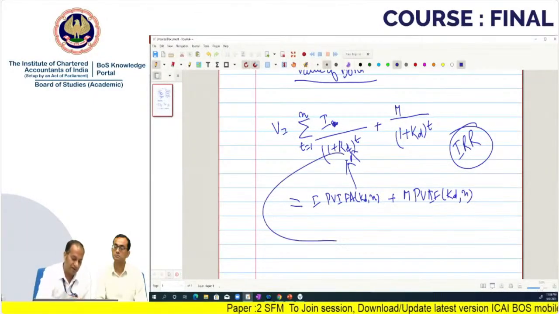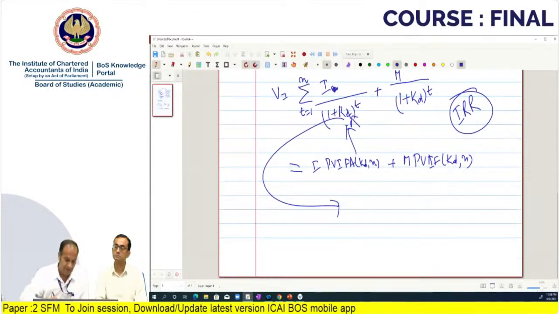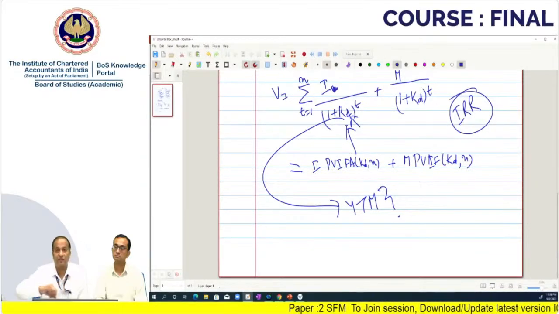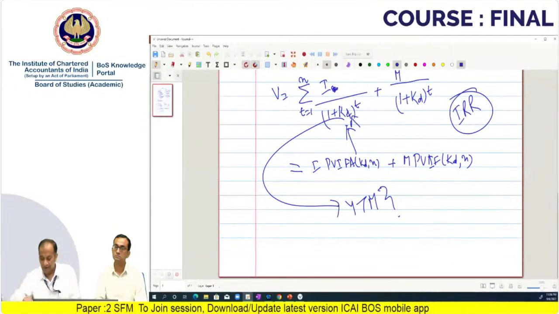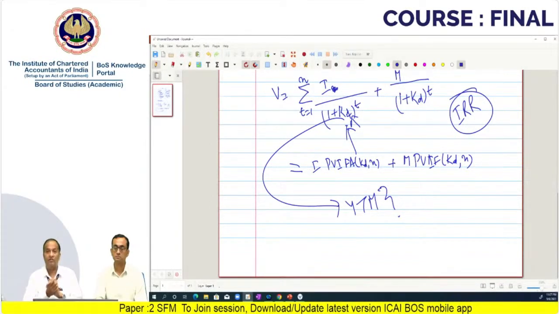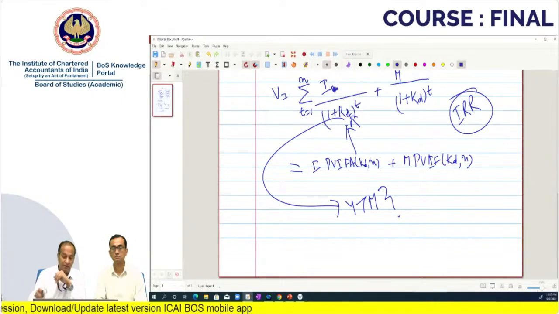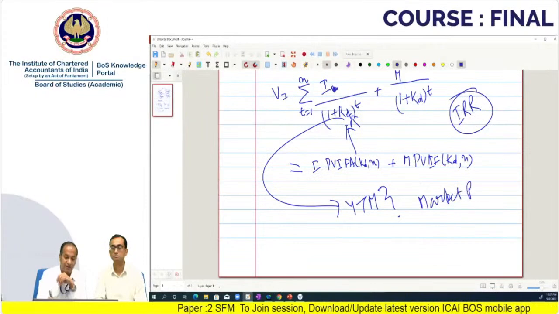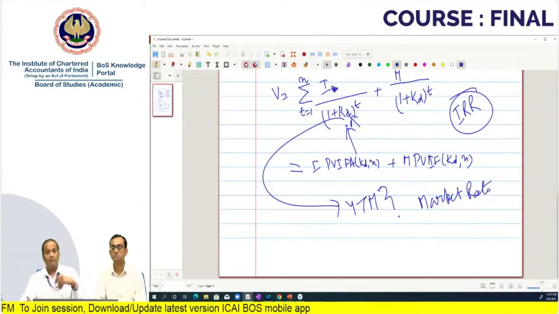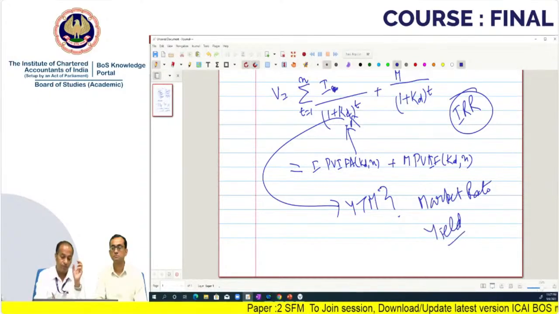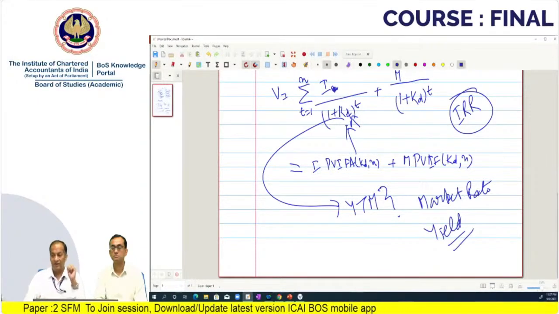Now the question is, what is this value? This value is basically the YTM. Now the question arises, what is this YTM? Now student, this YTM can be defined as a discounting rate KD at which the present value of future cash flow from a bond equals its market value. It is a market rate, and this is also called the yield. Simple yield, we can also say that.